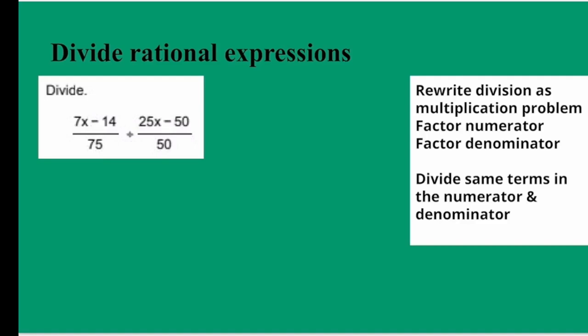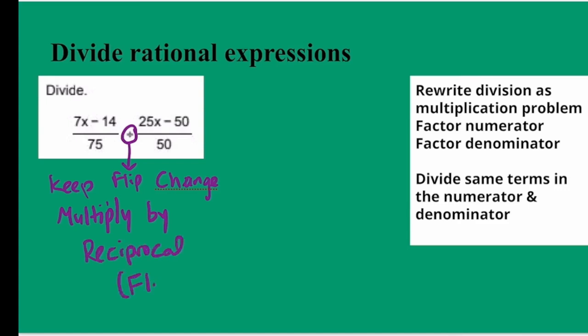Divide rational expressions. So rational expressions are fractions, typically with some kind of algebraic expression, with variables, polynomials, things like that. So the first thing, when you have a fraction and you are dividing, some teachers teach it as keep, flip, change. Pretty much what you're doing is you multiply by what's called the reciprocal, which means you flip whatever that second fraction is.